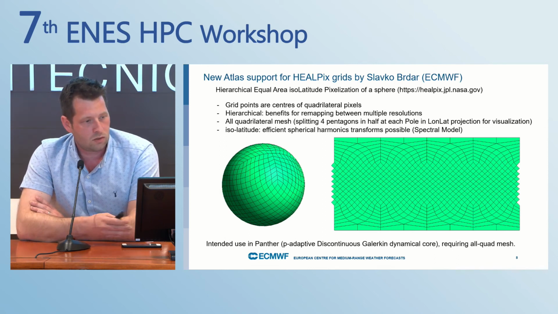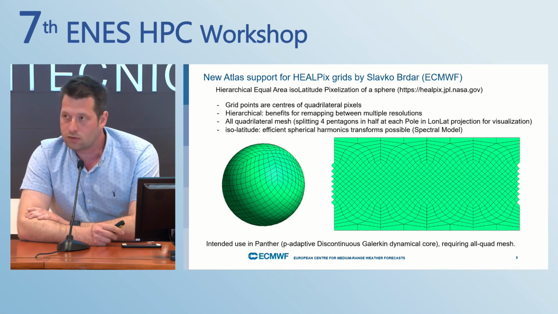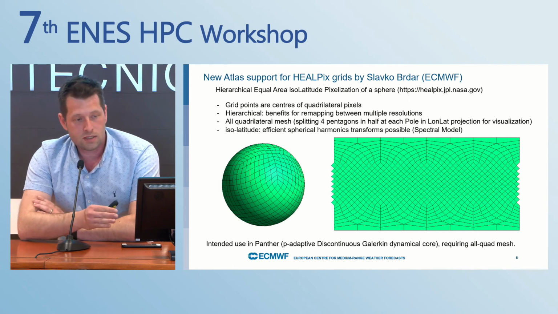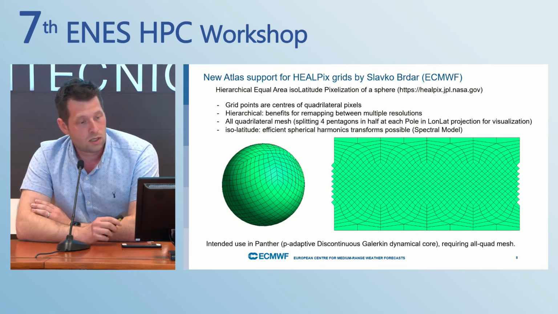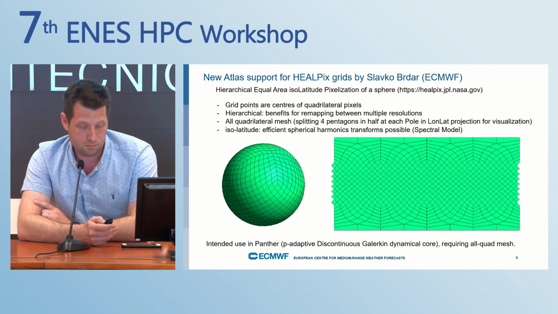So we intend to use this in a code called Panther, which is a p-adaptive discontinuous Galerkin dynamical core developed as part of ESCAPE 2, or further developed at least. And this code is exactly one of those that requires an all quadrilateral mesh. Another benefit of this is that the centroids of these pixels are the actual grid points. They are isolatitudes, and you can therefore also use efficient spherical harmonics transforms on these meshes.